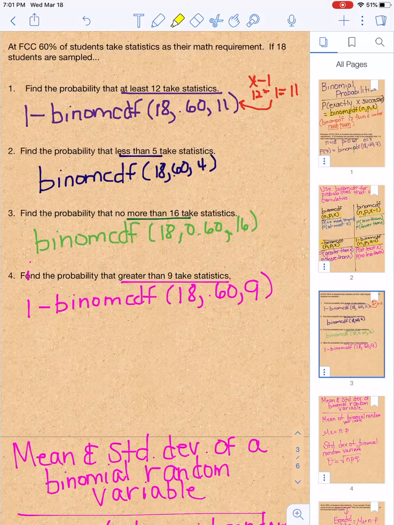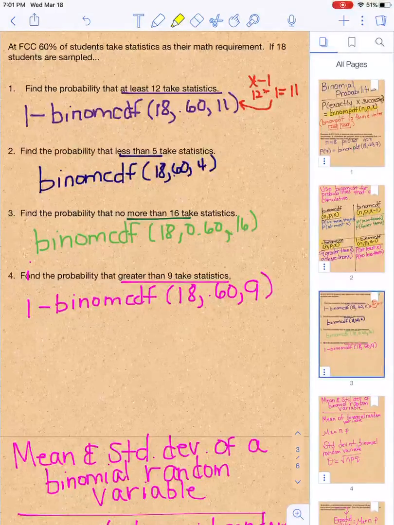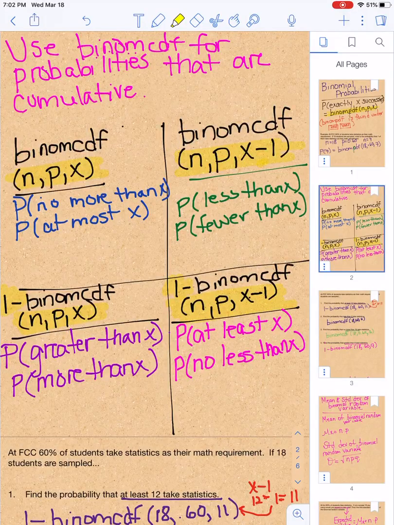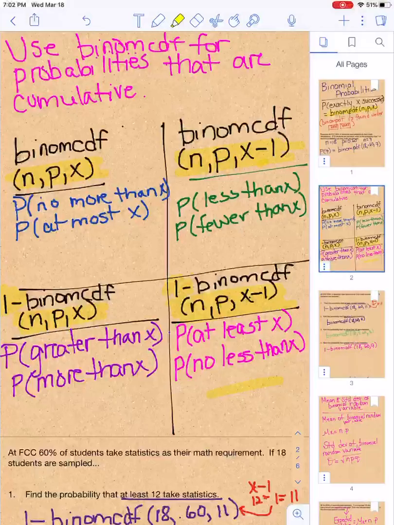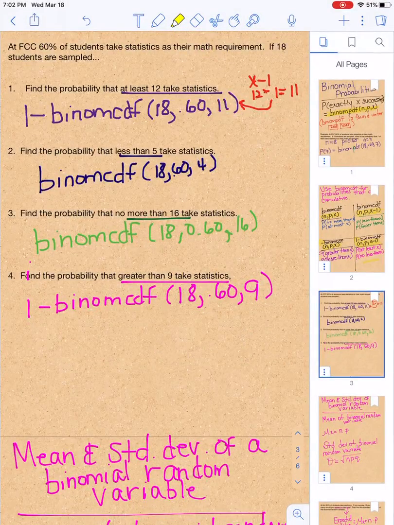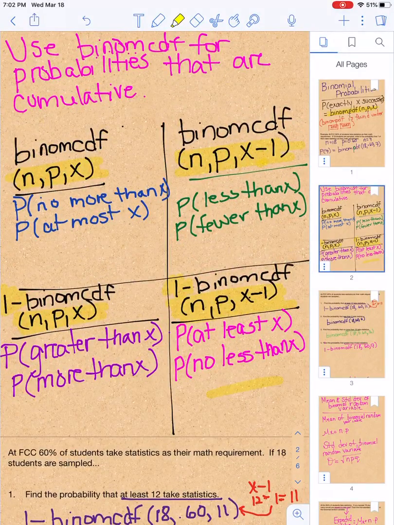And again, this is review, which is why I'm going quickly through it. So here we have the same scenario. At FCC, 60% of students take statistics as their math requirement. If 18 students are sampled, find the probability that at least 12 take statistics. So going back and looking at our little cheat sheet, at least is the bottom right here. At least X. So in this case, we were doing at least 12.